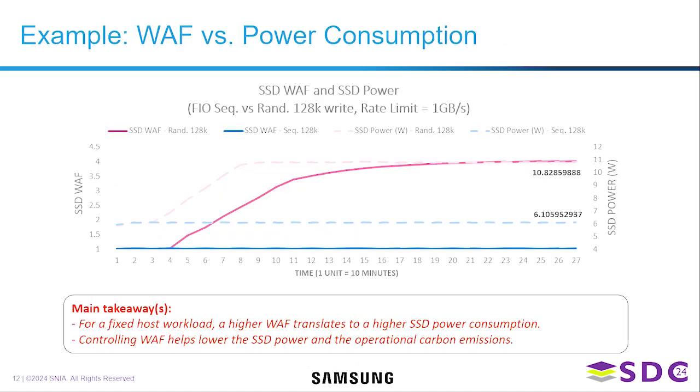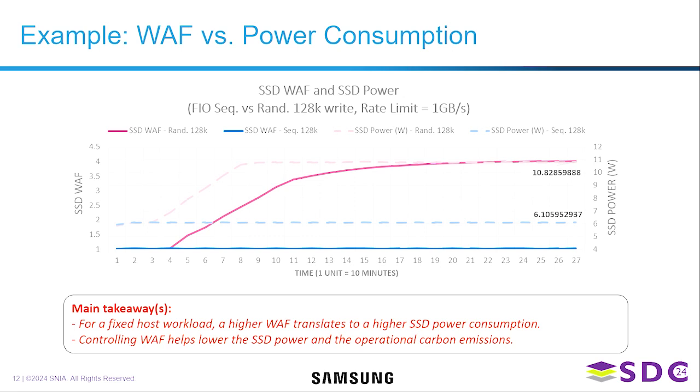This is a small graph to illustrate this impact. So if you look at the graph here, I've run an FIO sequential and random workload over 5 hours. And I've made sure that for both workloads, the total writes that the host do is fixed. So if you look at the blue line, the solid blue line, that's your SSD WAF for sequential. And the solid pink line is your SSD WAF for the random case. And the dotted lines are power consumption.